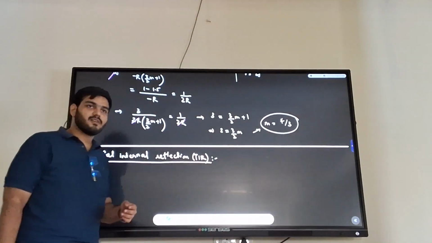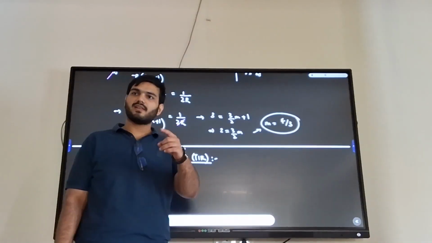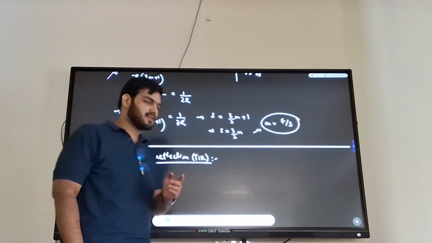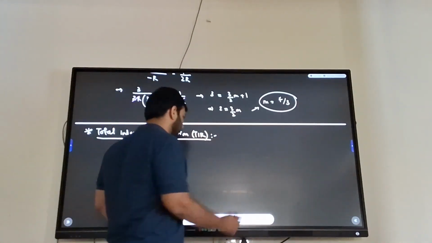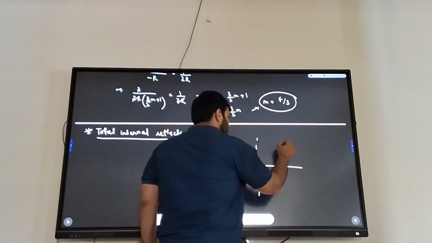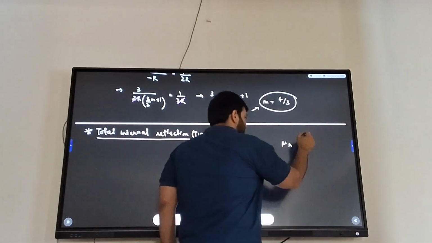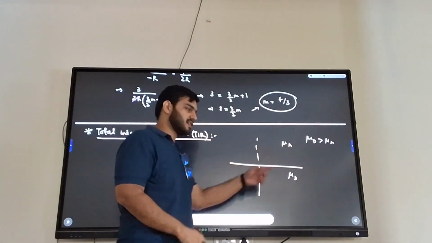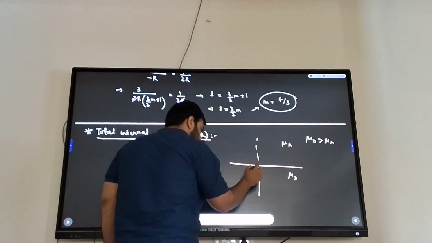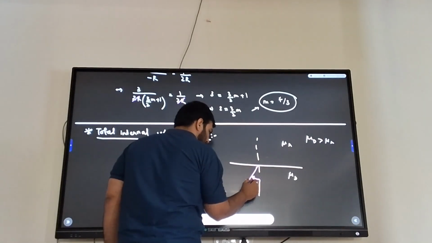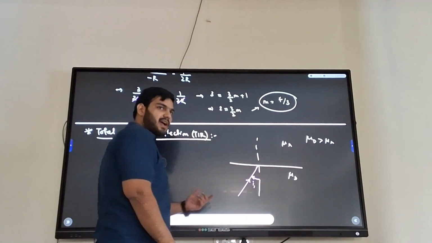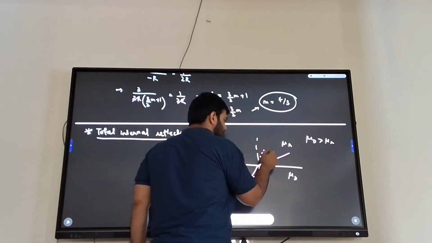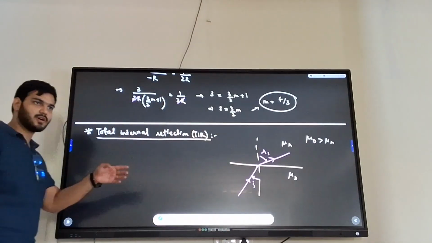Let me ask you this. When a ray goes from denser to rarer, then what happens? It bends away from the normal, right? So if I were to make a diagram something like this: you have a mu r, you have a mu d, and it's given that mu d is greater than mu r. That means this is the denser one, that is the rarer one. You have a ray coming out like this, making some angle I1. It refracts and gives some angle R1, something like this, away from the normal.